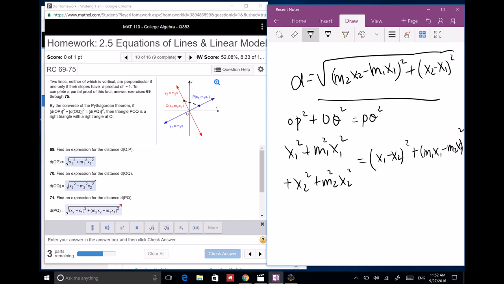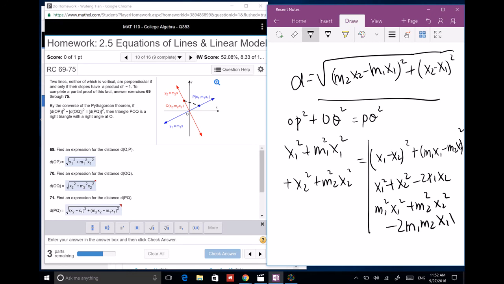Then you simplify it. The right-hand side also has x1 squared plus x2 squared minus 2 x1 x2, and also m1 squared x1 squared plus m2 squared x2 squared minus 2 m1 m2 x1 x2.